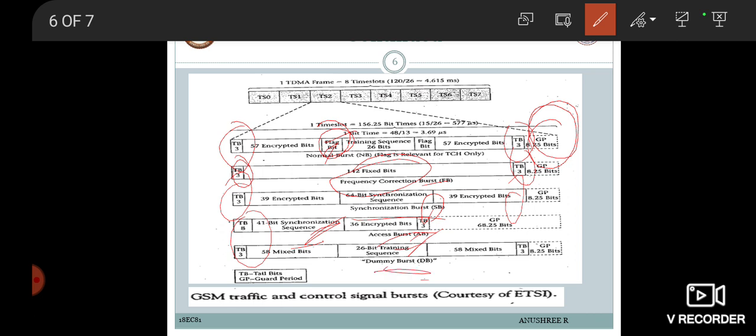The dummy burst is transmitted on the radio frequency designated as C0 when no other type of burst signal is being transmitted. This affords the mobile the ability to make power measurements on the strongest BTS in its location and thus determine which BTS to attach to when first turned on. So this is about the GSM traffic and control burst signals.